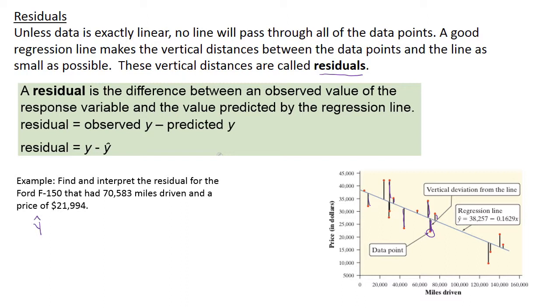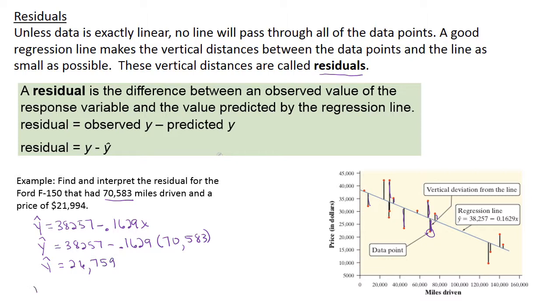In order to do that, I'll have to go back to my regression line. y hat equals 38,257 minus 0.1629x. I'll have to substitute in my miles driven to find the predicted price. So that's 38,257 minus 0.1629 times 70,583. You can use your calculator to figure out that that gives me $26,759.